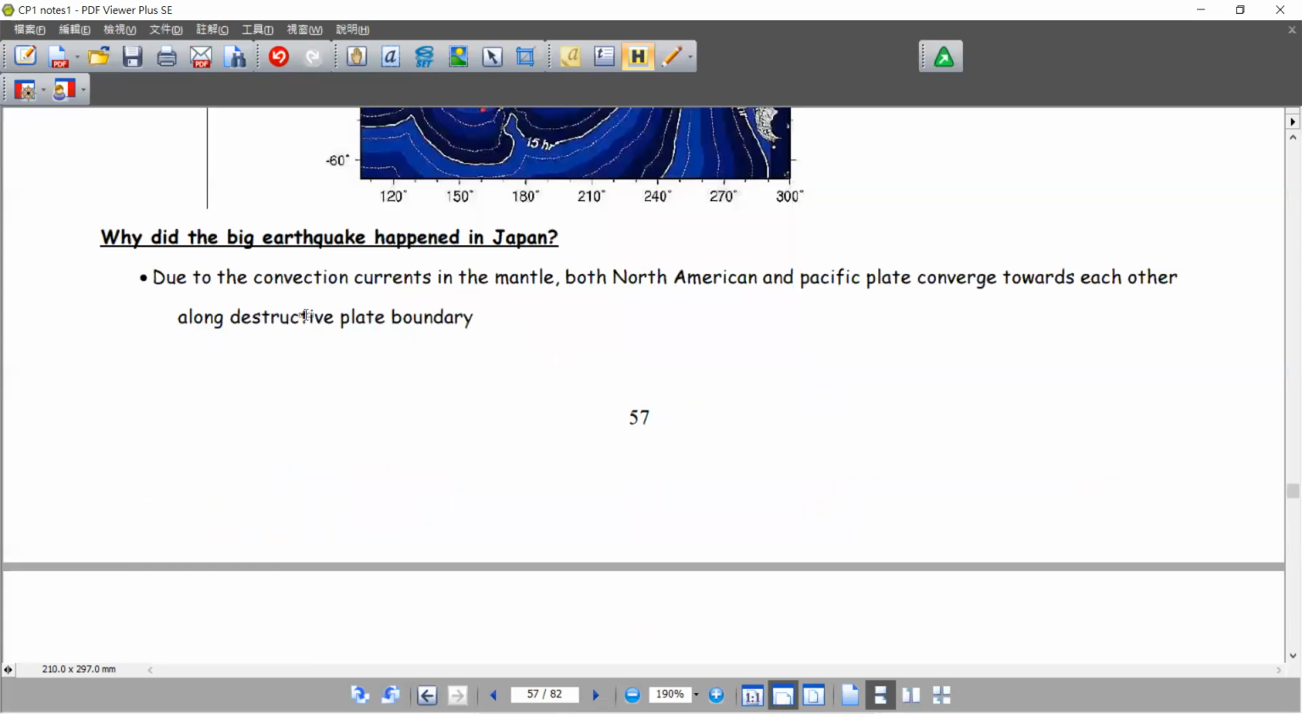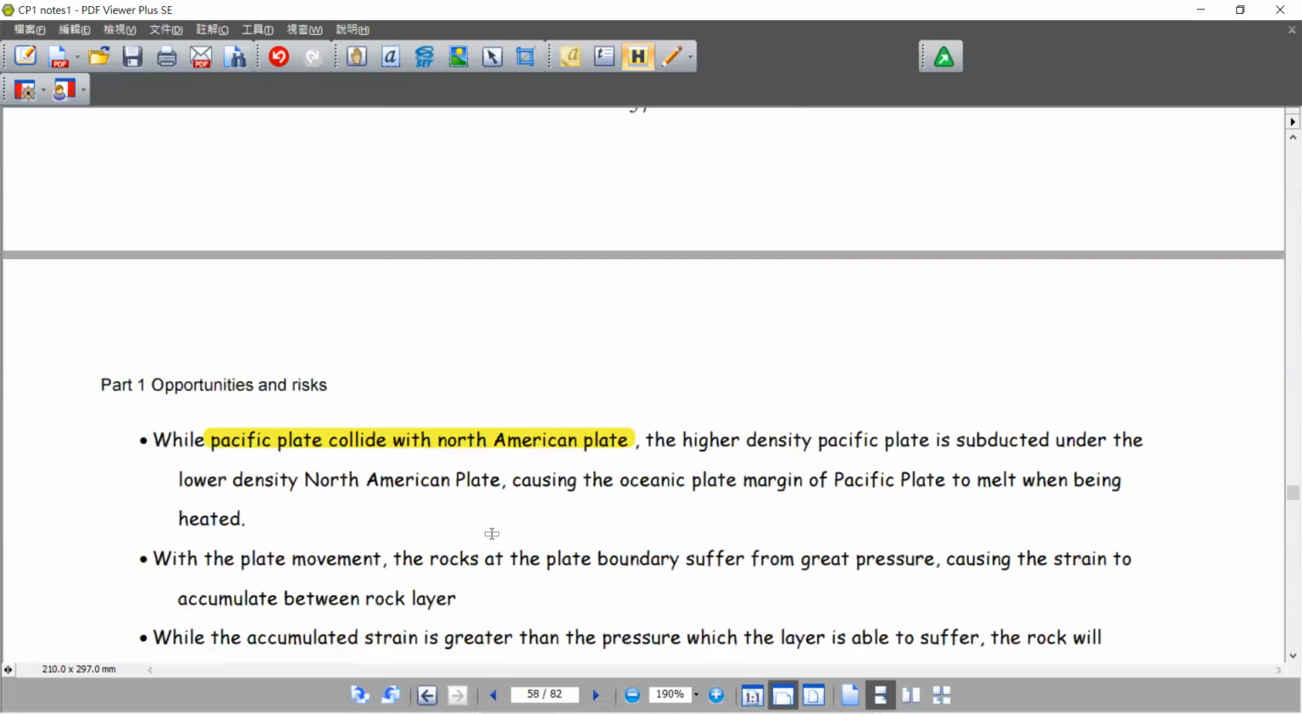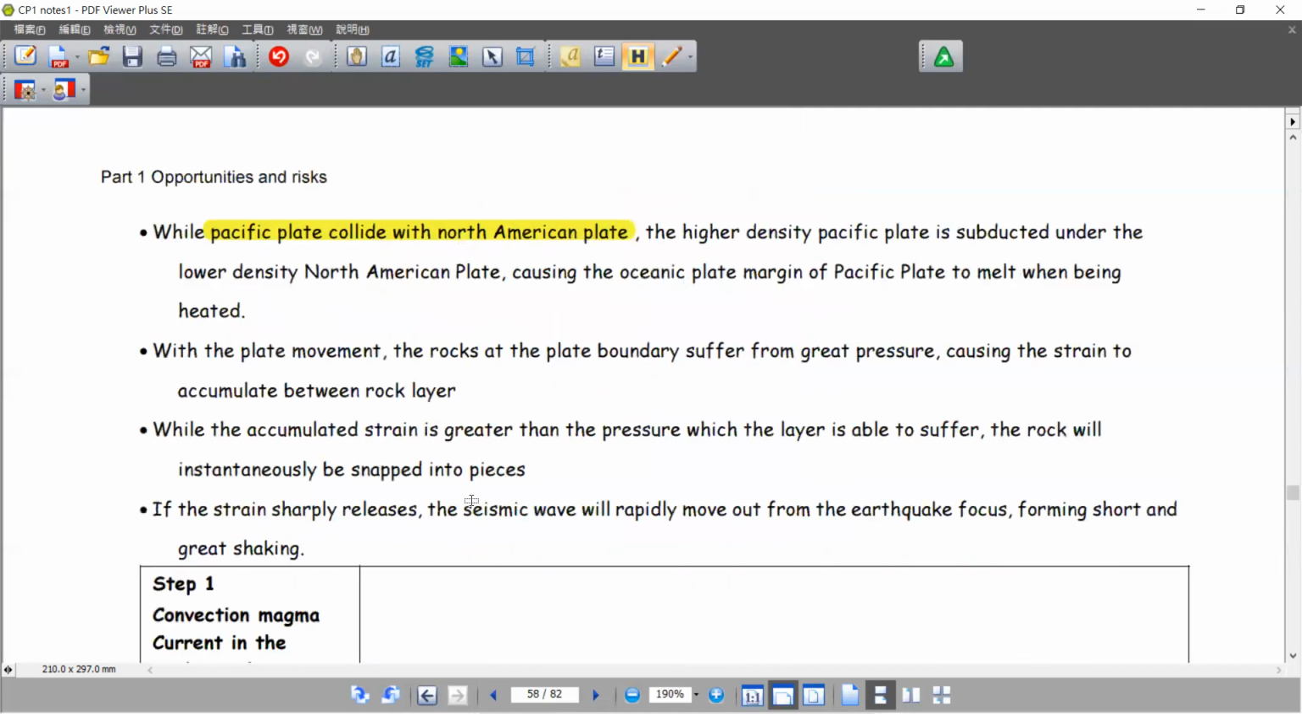Okay, then why is there going to be a big earthquake happening in Japan? Mainly because there are lots of plate boundaries. Okay, and also mainly the Pacific plate boundary collides with the North American plates, and so on and so forth.